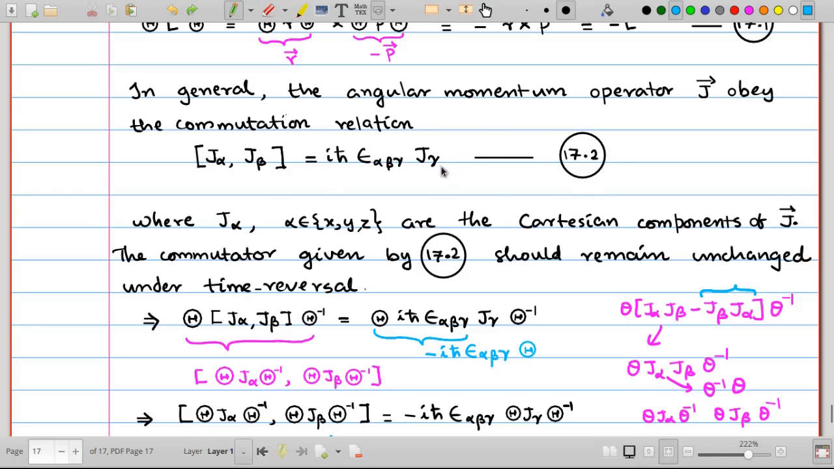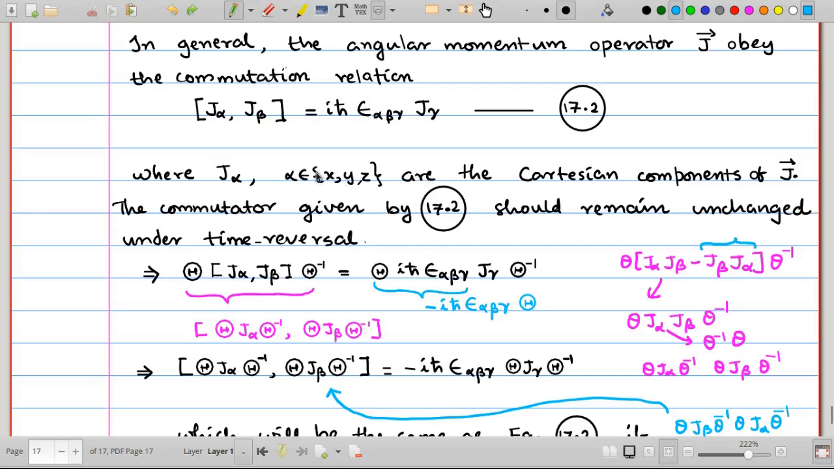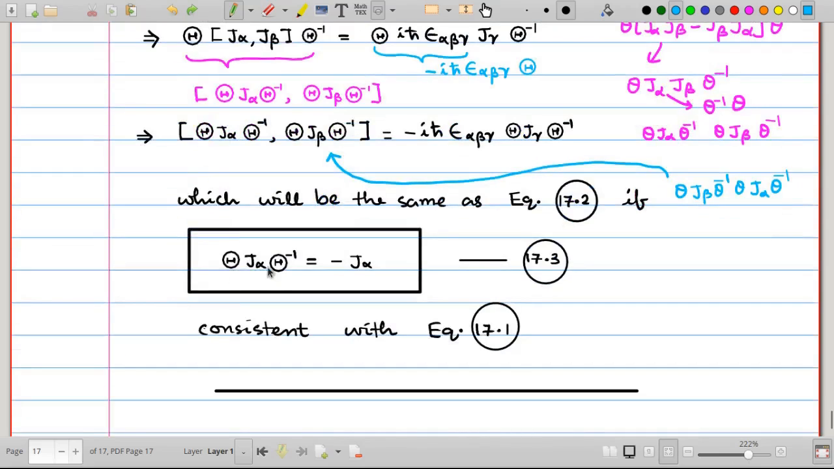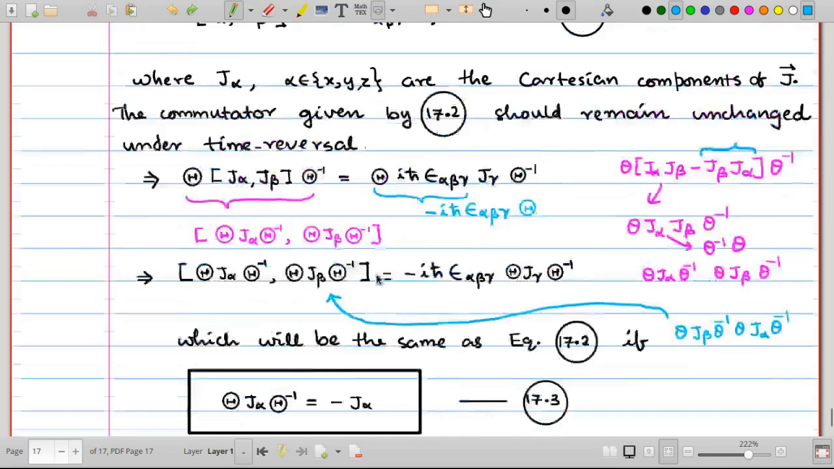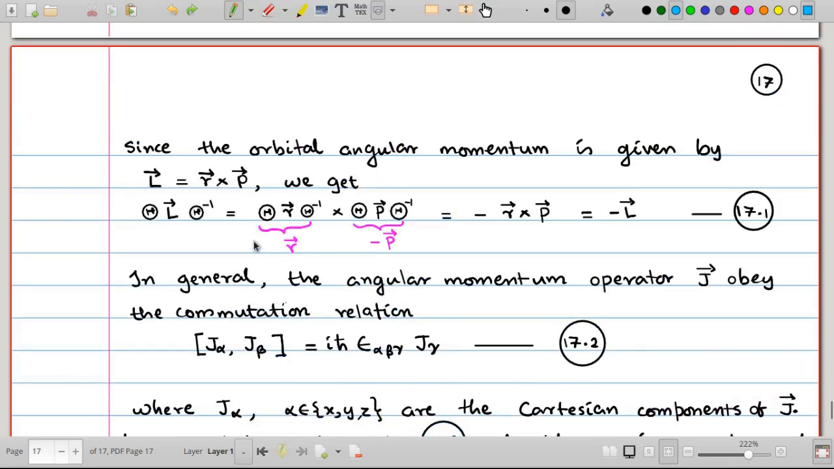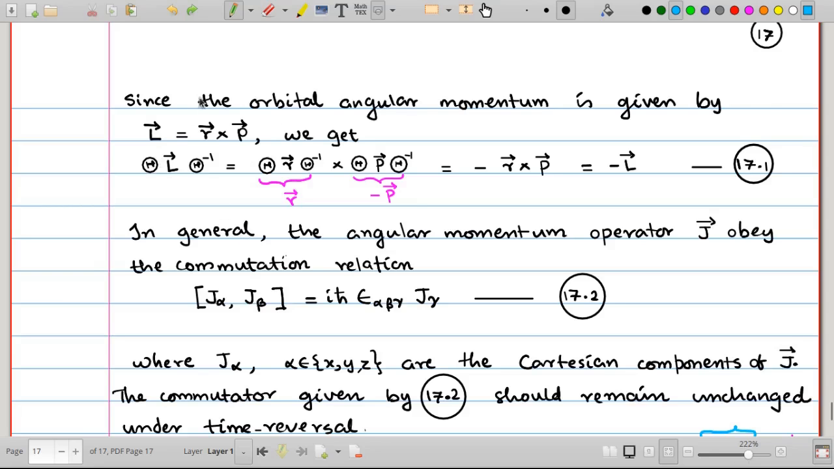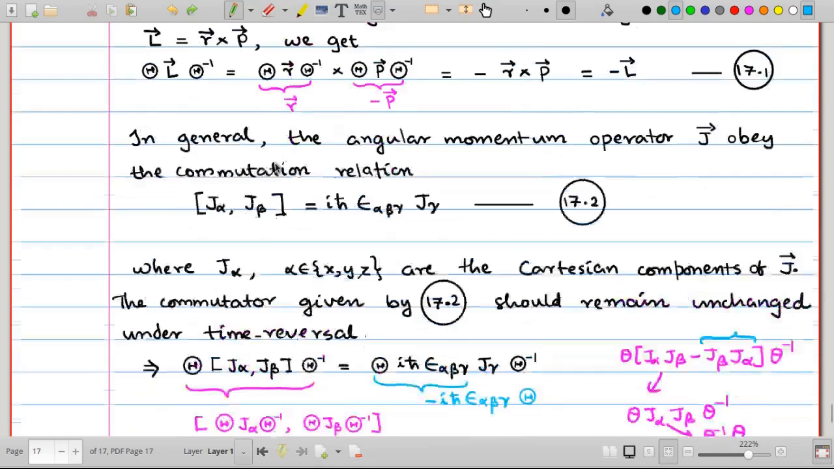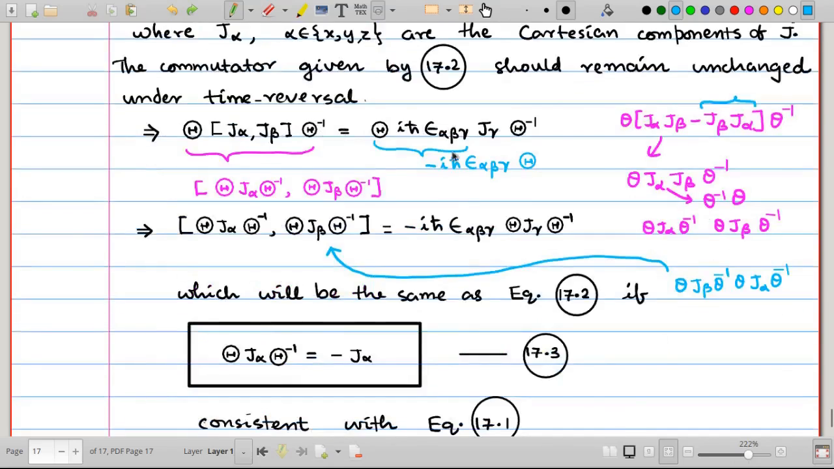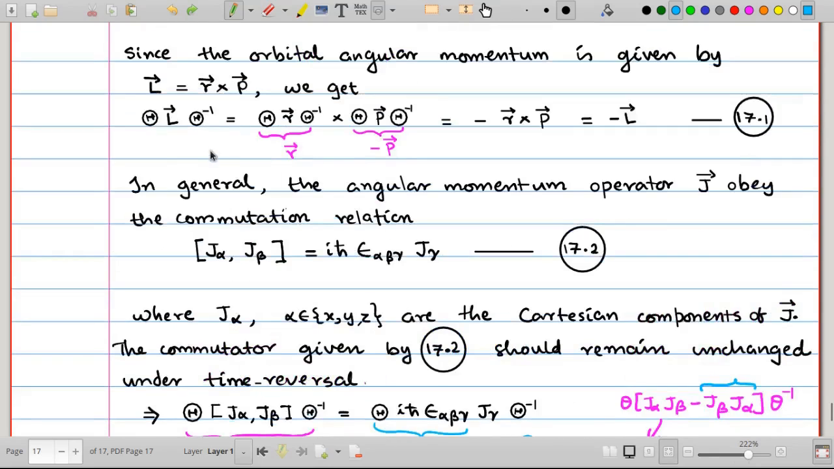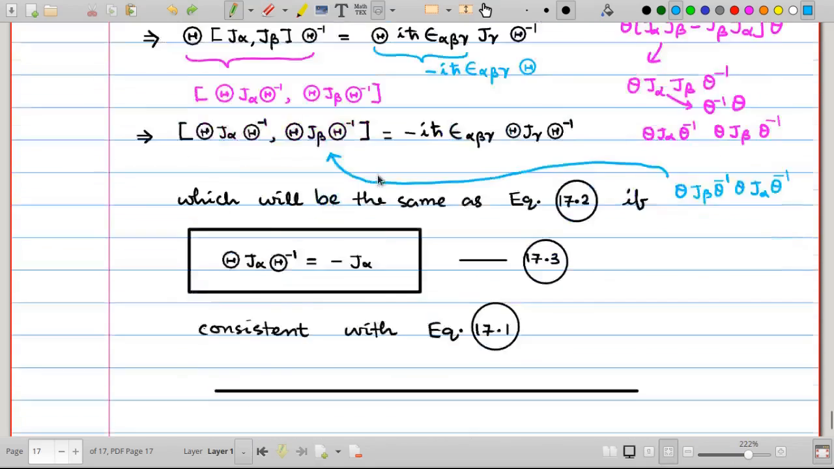So to be consistent, for this equation 17 to be consistent under time reversal, we require that J alpha transforms under time reversal like equation 7.3. They change sign under the time reversal operation, and so this is analogous to what happens in the case of orbital angular momentum, and using this consistency check we can extend this to all angular momentum operators.